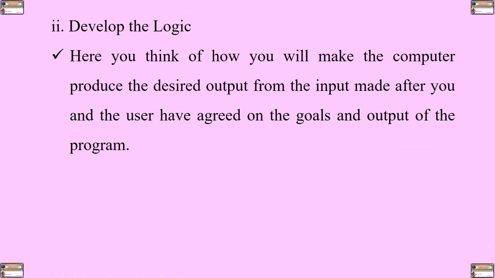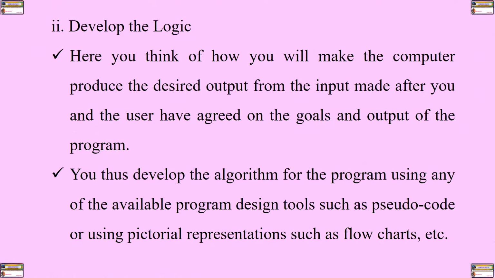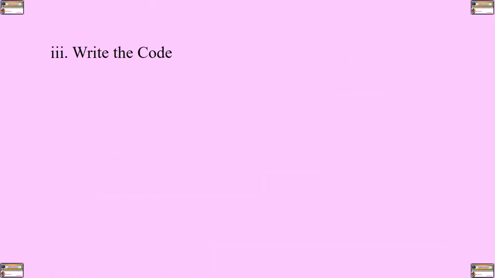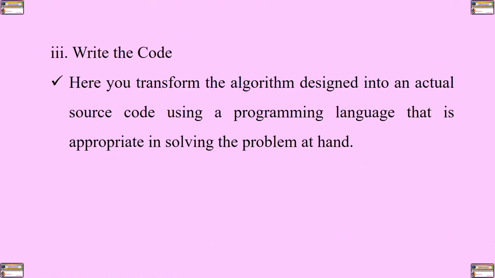Here, you think of how you will make the computer produce the desired output from the input made after you and the user have agreed on the goals and output of the program. You thus develop the algorithm for the program using any of the available program design tools, such as pseudocode, or using pictorial representations, such as flowcharts, etc. Number 3 is to write the code.